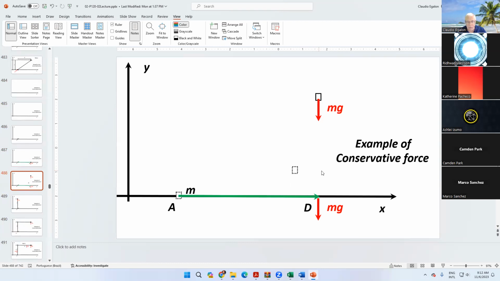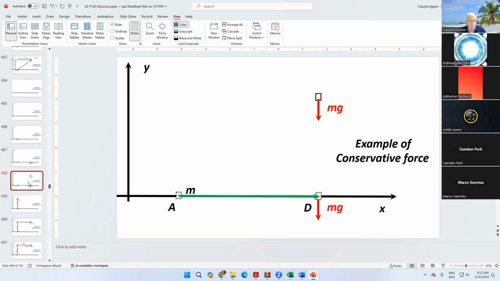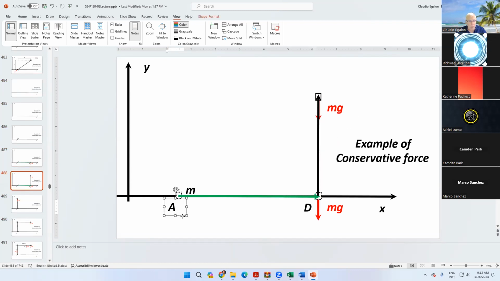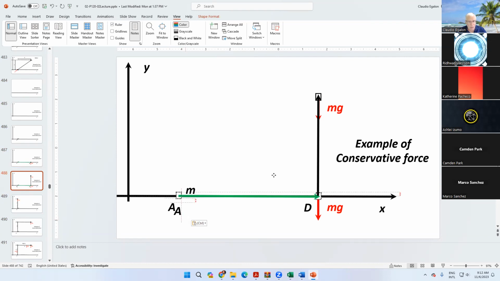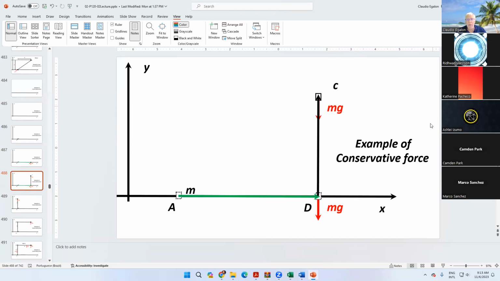I'm going to get rid of this so you can have a better look. What am I missing here? I'm missing this one here. And it goes to the same point C that we had before. We have A, B, C. Now we have A, D, C, right? We have two different paths.